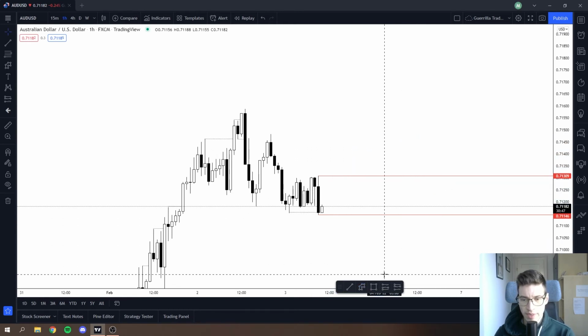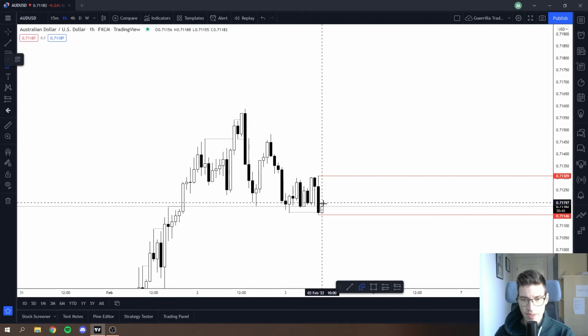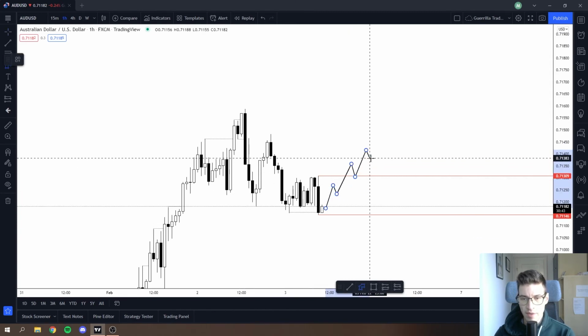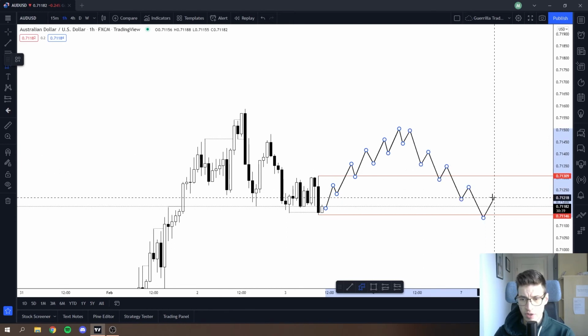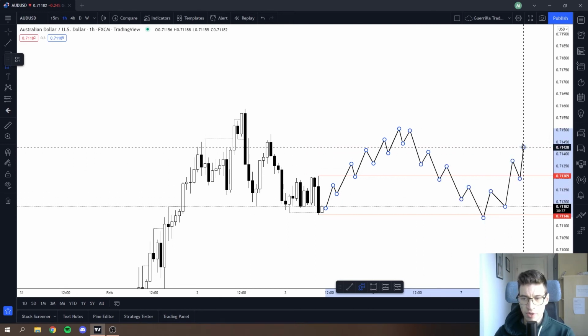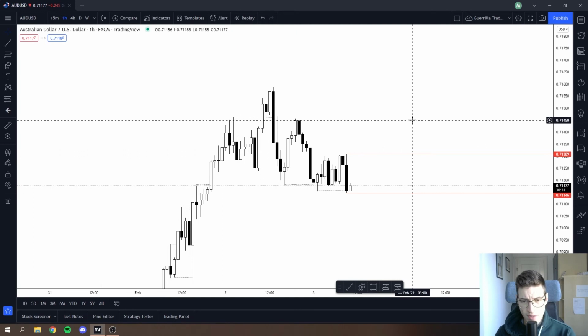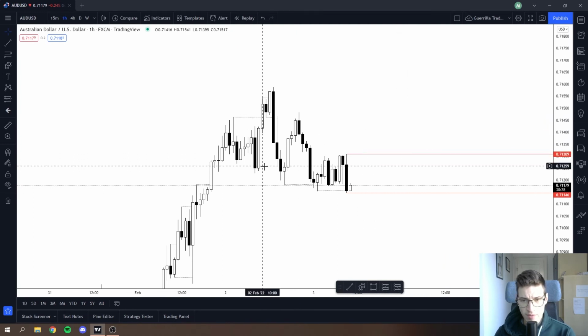But I need to be really careful, because if we get this descending into an ascending structure, it can signal more of ranging price action. So I would need to see a large impulse and some large momentum to be looking for any trades if we are ranging. So that's it for the Aussie and the US dollar. Let's see what happens.